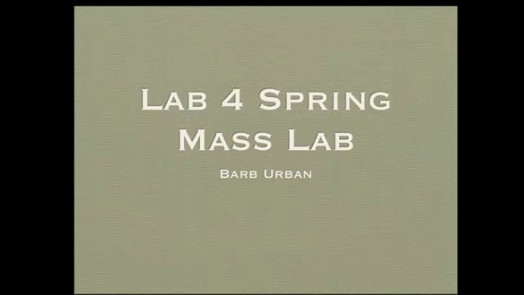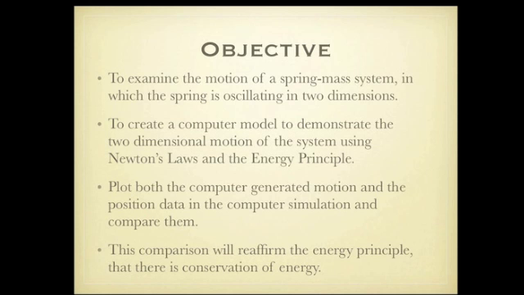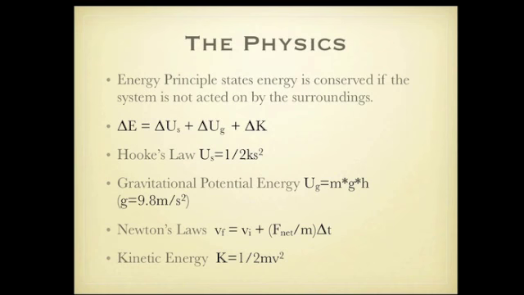Lab 4, Spring Mass Lab. The objective was to examine the motion of a spring mass system in which the spring is oscillating in 2 dimensions, to create a computer model to demonstrate the 2-dimensional motion of the system using Newton's law and the energy principle. Then to plot the computer-generated motion and the position data from Tracker in the computer simulation and compare them. This comparison will reaffirm the energy principle that there is conservation of energy.